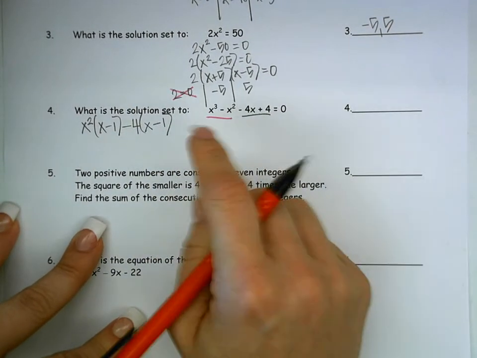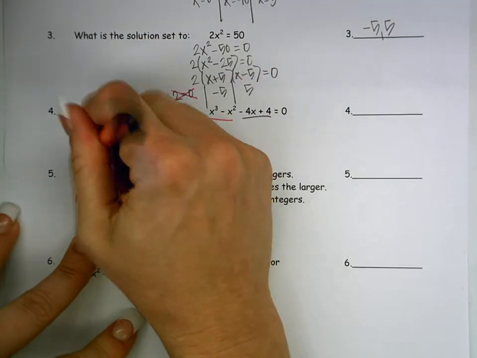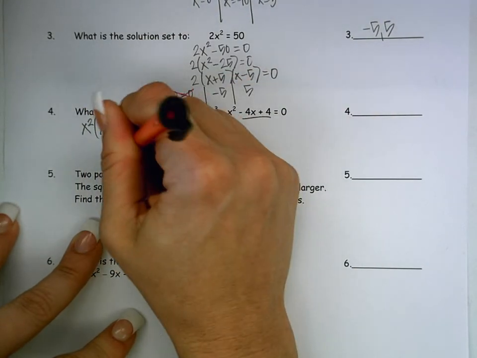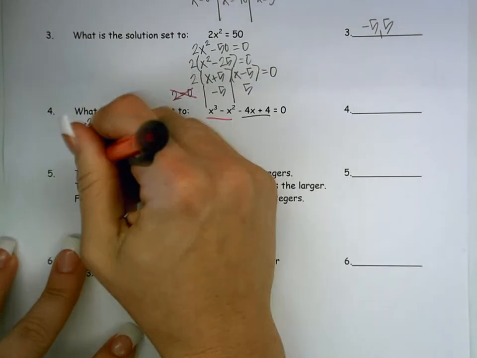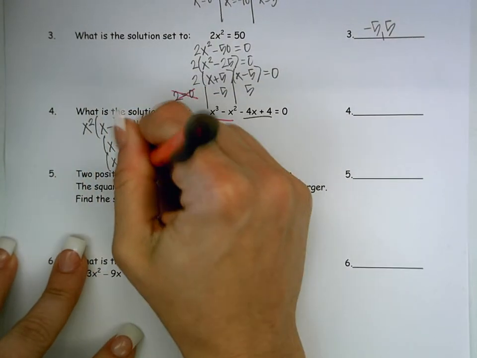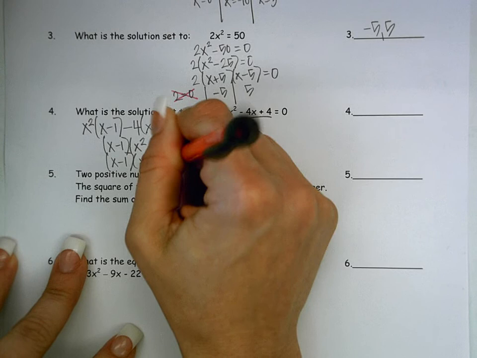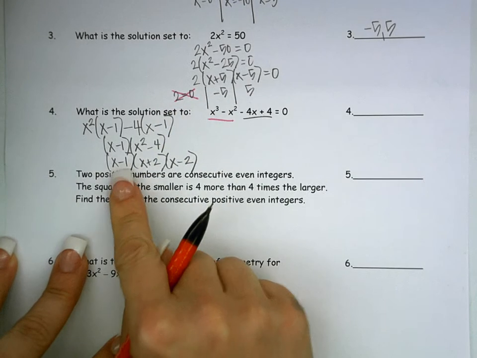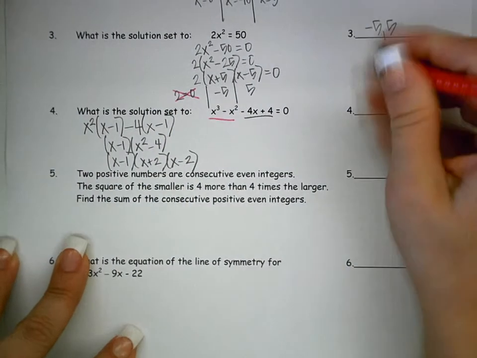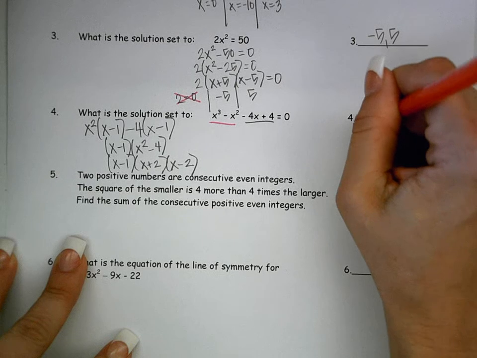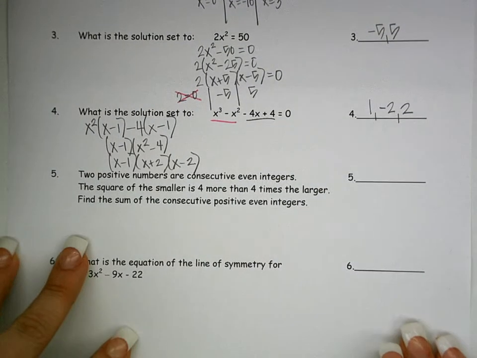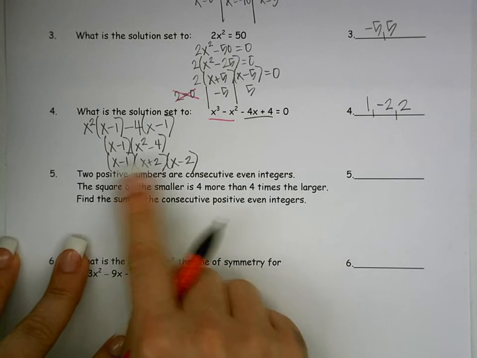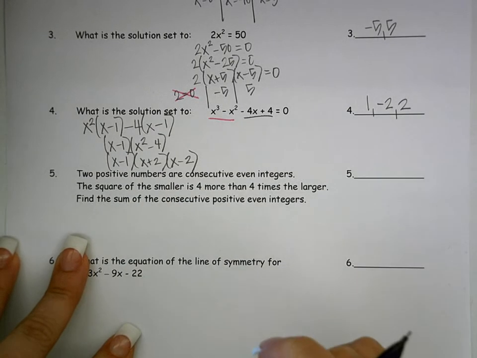This is not done. You have to make groups. So one group is x minus 1. The other group is the x squared minus 4. This factors again to be x minus 1 and x plus 2 and x minus 2. Then set each part equal to 0. So you should have three answers here: positive 1, negative 2, and positive 2. After you set each part equal to 0, it just changes the sign of whatever was in the parentheses with the x.